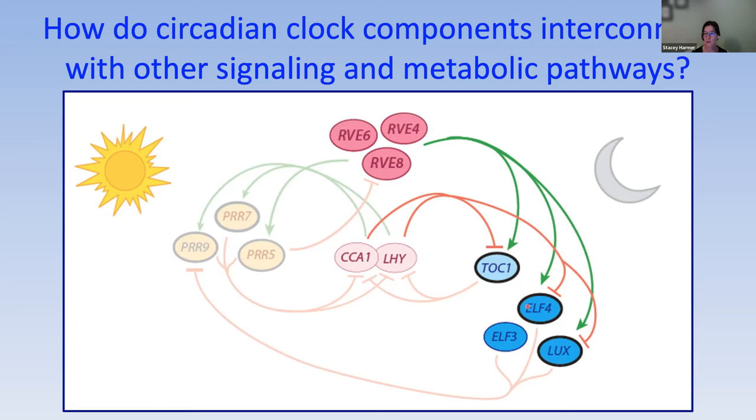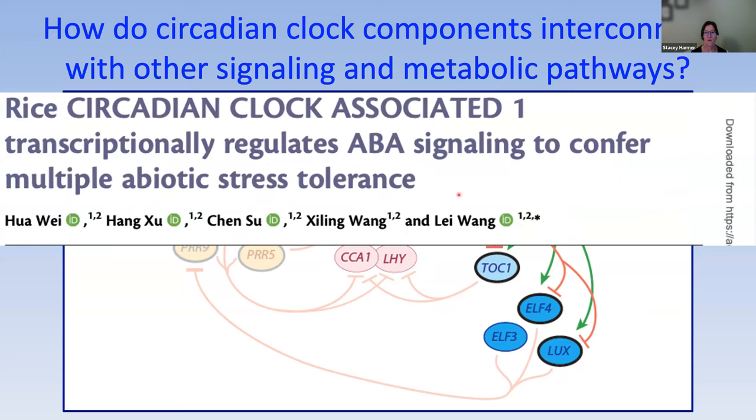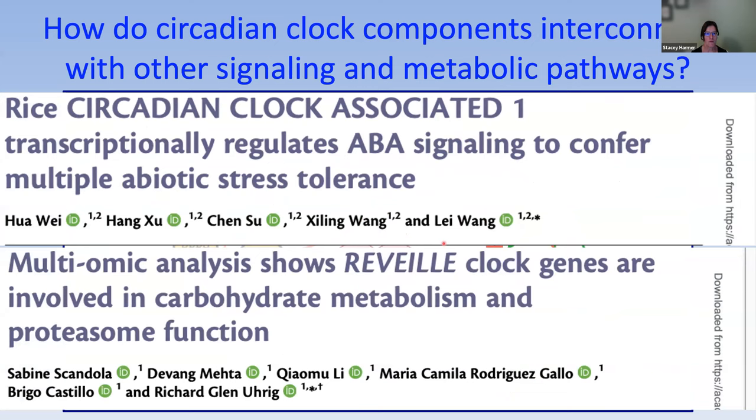For example, CCA1 and LHY are primarily repressors of core clock genes, here shown in blue, whereas the REVEILLES are activators of those core clock genes. So they act in opposition within the circadian network. And we have two research articles that look at these MYB factors. From Lei Wang, he discusses how rice CCA1 is involved in regulating ABA signaling and the implications for plant stress tolerance. And from Glen Uhrig, we have a nice multi-omic analysis showing how the REVEILLE genes are not only clock factors, but also how they regulate fundamental aspects of plant physiology, particularly carbohydrate metabolism and proteasome function.